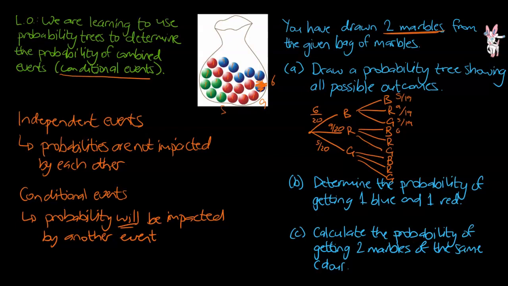There are 6 blue marbles out of the 19 total. So the number of blue stays at 6, but the number in total has dropped to 19 because I've taken a red one out. Red ones, there's one red one less, so 8. The 9 has fallen to 8, and that's out of 19 because there's one less in total. And green, unimpacted, so there's 5 green out of the 19.